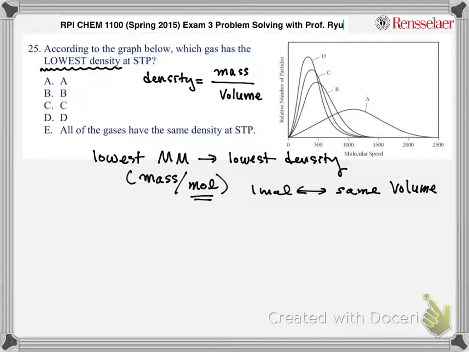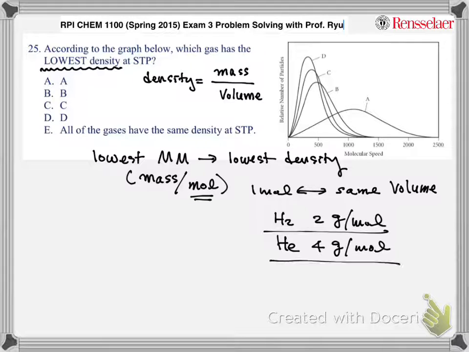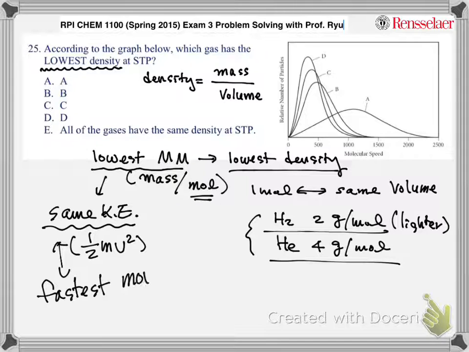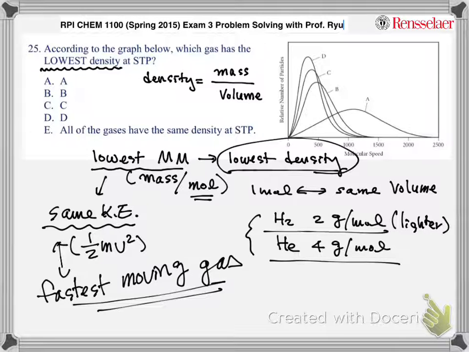Do you remember the hydrogen versus helium? Hydrogen is 2 grams per mole. Helium, Hindenburg, which is 4 grams per mole. So this is a lighter gas because of its molar mass, lower density. So the lowest density means lower molar mass, and they have the same kinetic energy, and because the mass is small, kinetic energy, which is half mv squared, means they are the fastest moving gas, right? So corresponding to the lowest density is the fastest moving one.